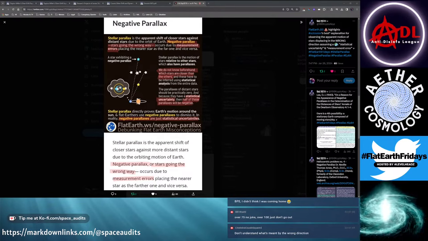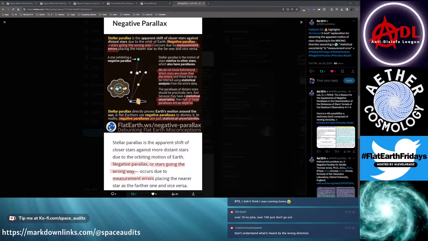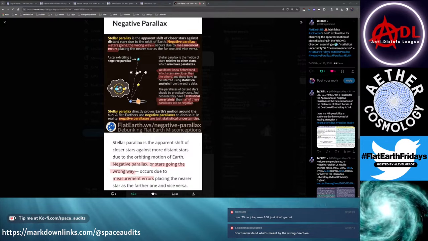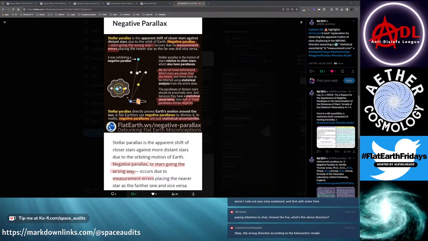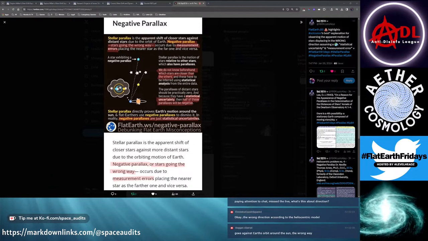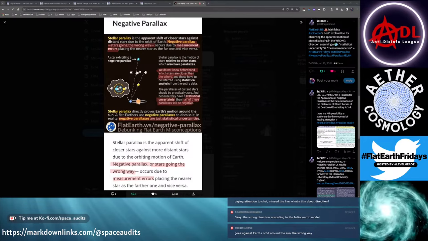Wait, what? Let me read this to y'all. Negative parallax. According to the official globe Earth explanation, stellar parallax is the apparent shift of closer stars, stars in the foreground, against distant stars, stars in the background, due to the orbit of Earth. So they're already affirming a consequence, right? Being fallacious right off the bat.